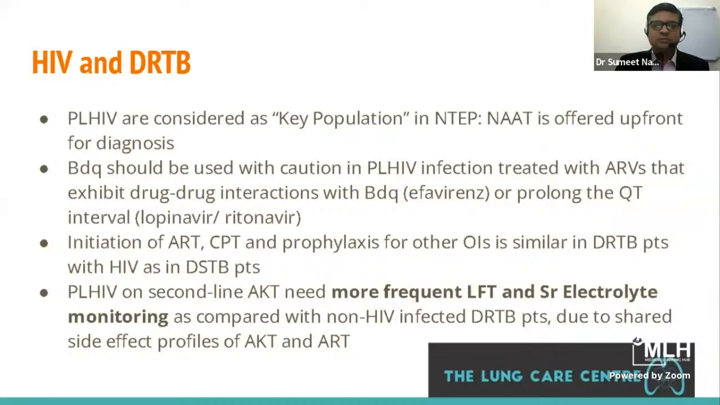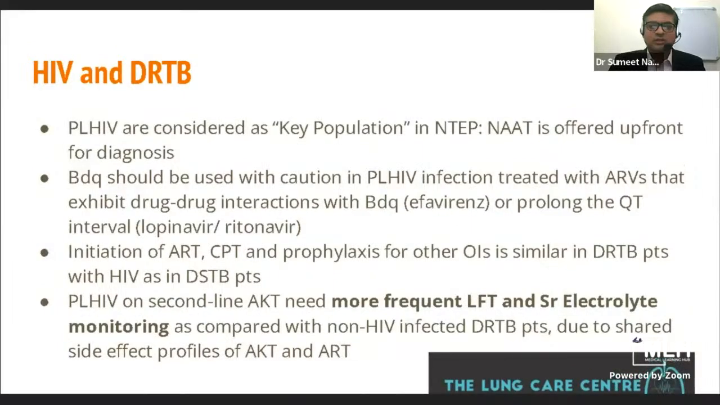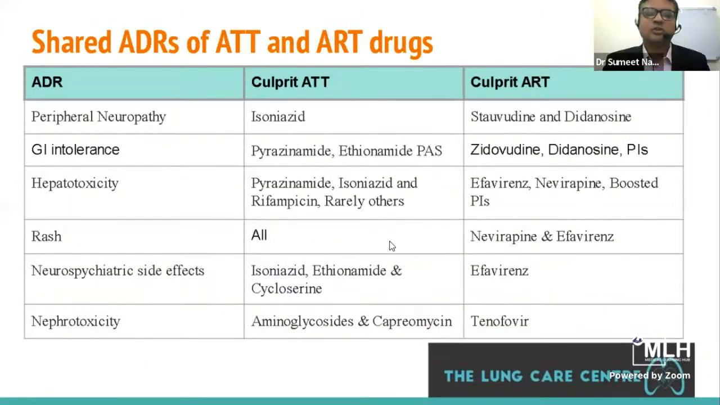In HIV and drug-resistant TB cases, again, PLHIV are a key population, so upfront CBNAAT is offered to these patients. Bedaquiline is used in these patients who are on dolutegravir or lopinavir-ritonavir combination, with caution because of drug interactions and shared toxicity. Initiation of antiretroviral therapy, cotrimoxazole prophylaxis therapy, and other prophylaxis are similar in drug-resistant TB cases as in drug-sensitive TB patients with HIV. And PLHIV need more frequent monitoring of electrolytes because of shared toxicity. So there are a lot of shared toxicities between antituberculous and antiretroviral drugs.